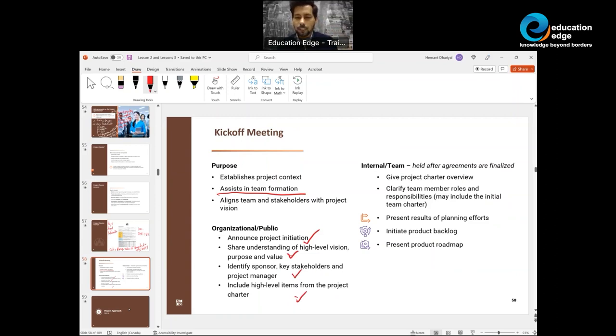There is this one large kickoff meeting that happens at the end of planning, just before going into executing, to one more time speak about the vision, the value, the high level requirements, what approach is being taken, so that the teams now have shared understanding of the project. This is the end of topic C.